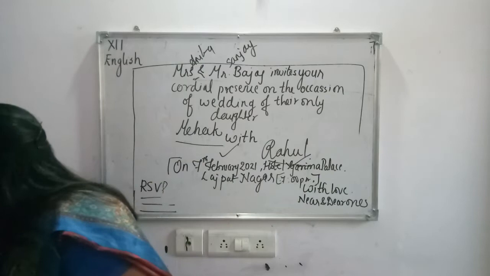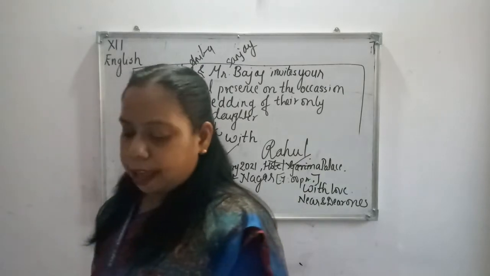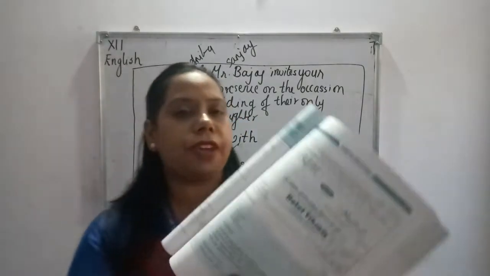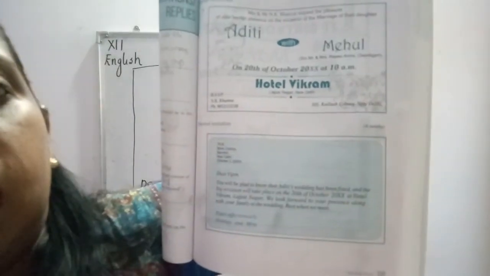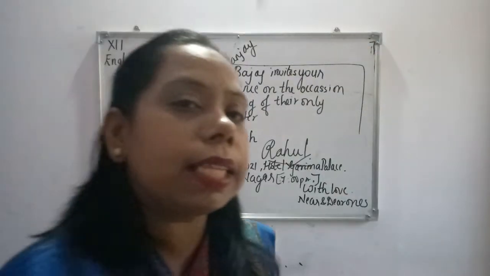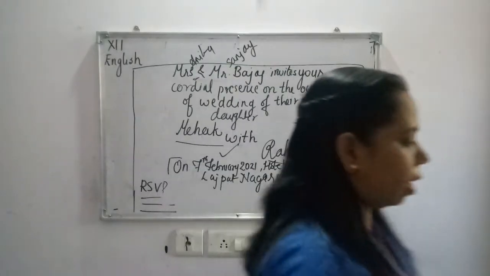Let me see if I can show you a fair one. Yes, I have the fair one. This one is the fair one. You can just see it here. Now it is designed like Mrs. and Mr. N.K. Khanna request the pleasure of your benign presence like this. How the font has been changed. Even the bridegroom's father and mother's names are also written over here. RSVP is here. Okay, so this is one of the things you need to take care of.